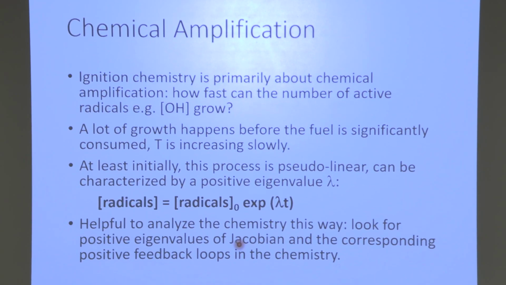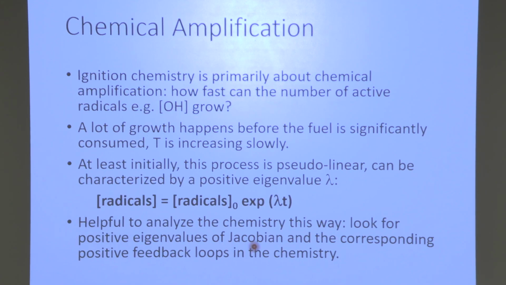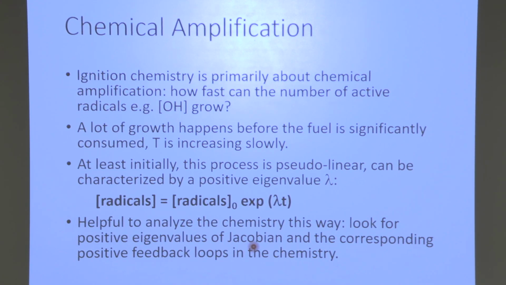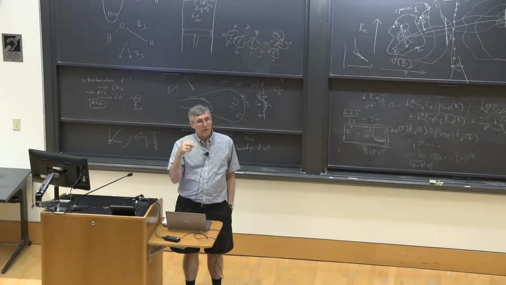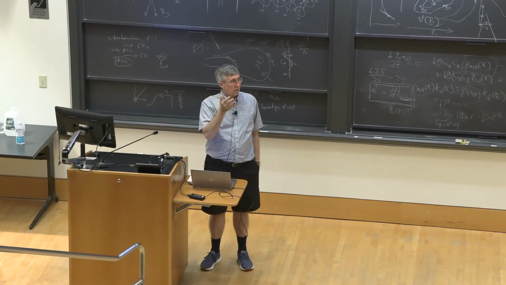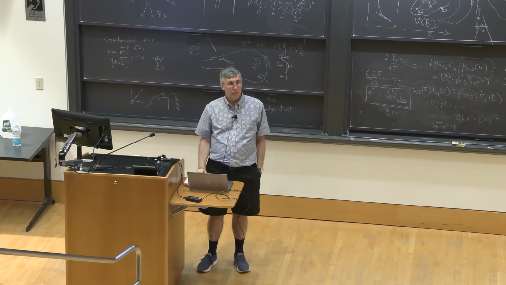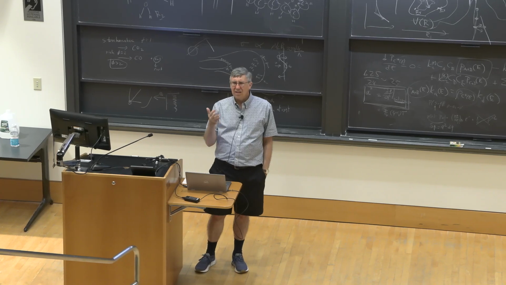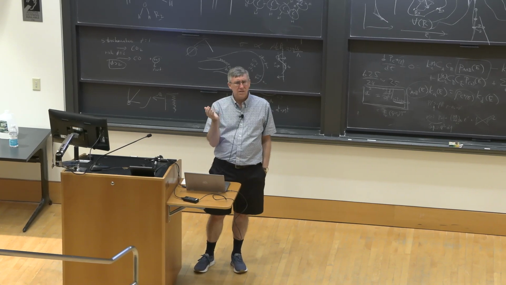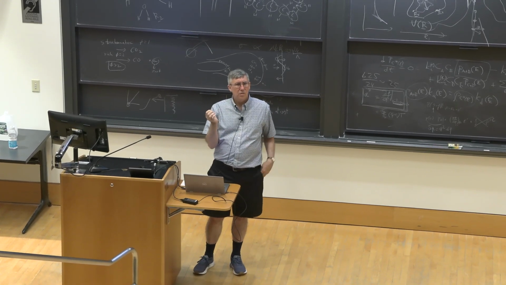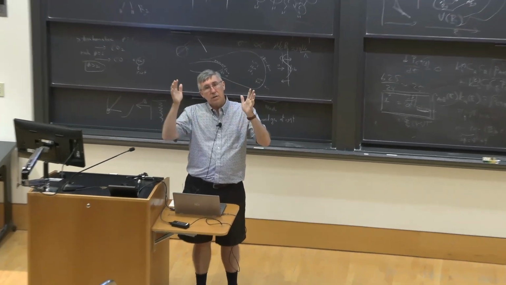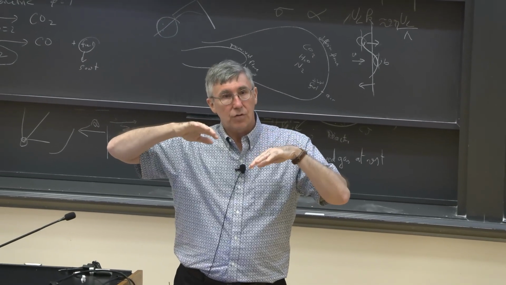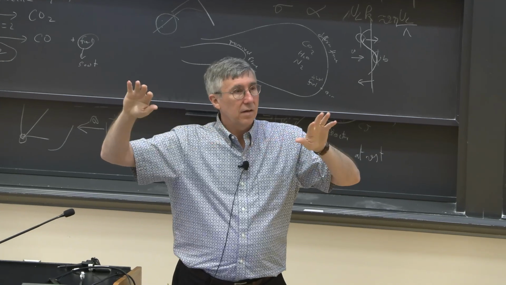So it's very helpful to analyze the Jacobian of the chemistry and figure out the eigenvalues. Often you'll have one positive eigenvalue, and that will be the one controlling to make the explosion happen. I think people do this for other kinds of explosions. Are you familiar with this at all? There's a general idea that in chemistry, most of the eigenvalues of the Jacobian are almost all negative.